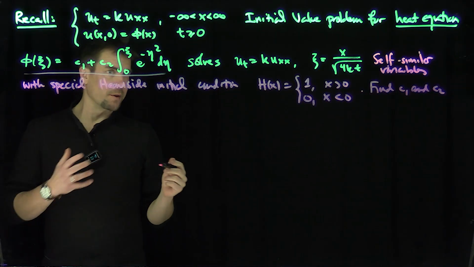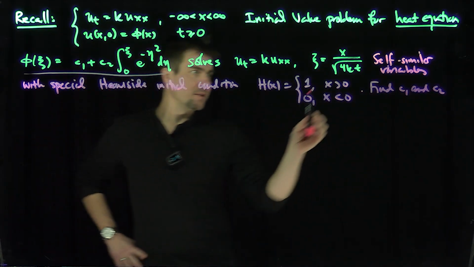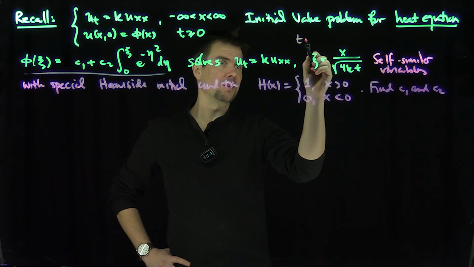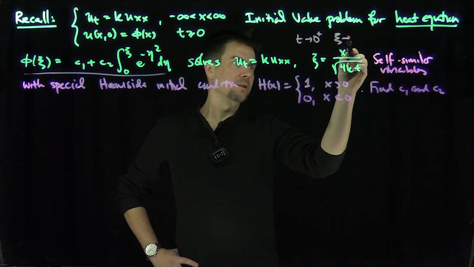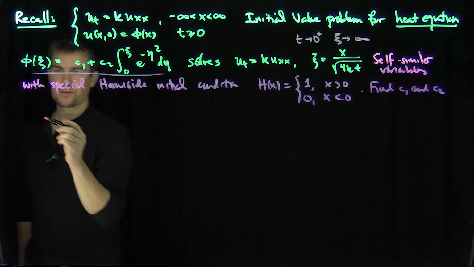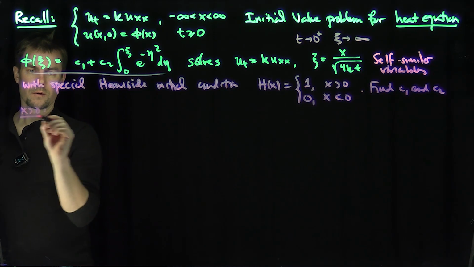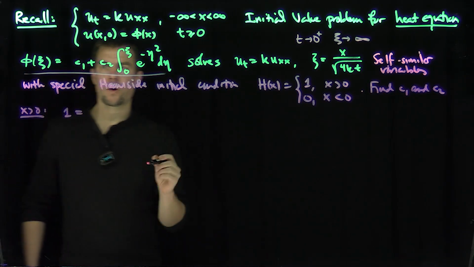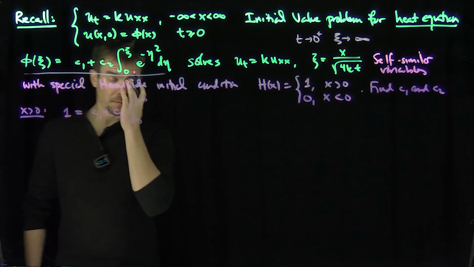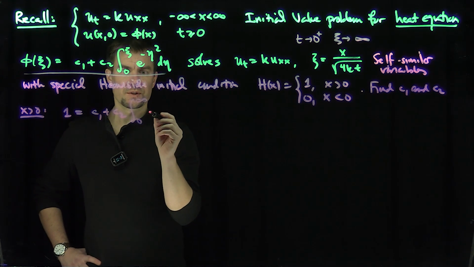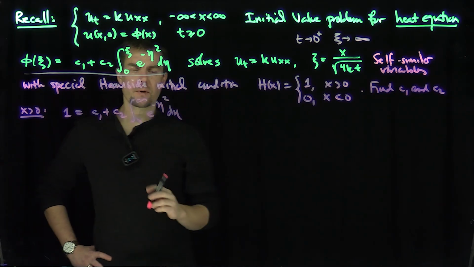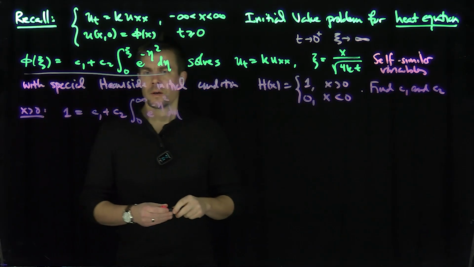So what's the key feature over here? The key feature is that as I let t go to 0 from the right, xi tends to infinity. So for x greater than 0, we know that 1 is equal to c1 plus c2 times the integral from 0 to infinity of e to the negative eta squared d eta. Good?